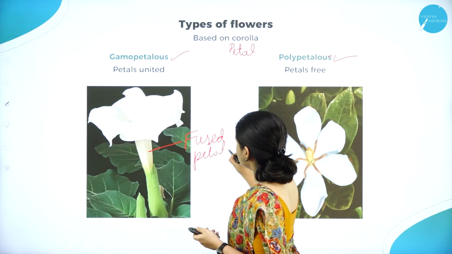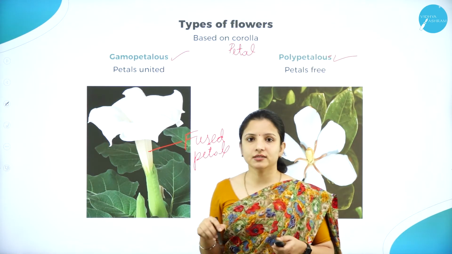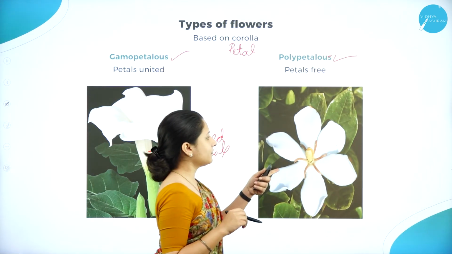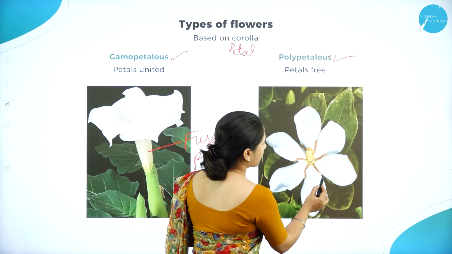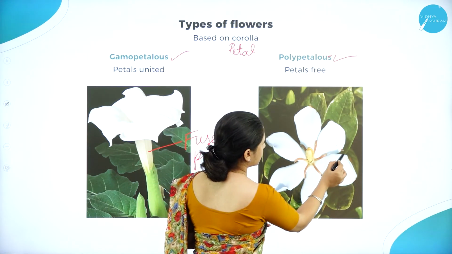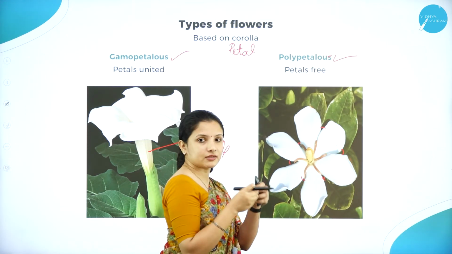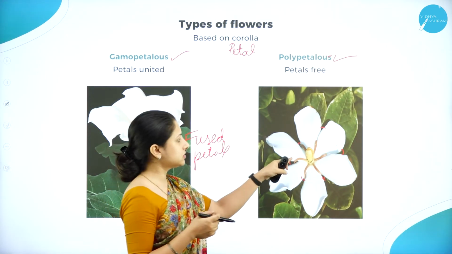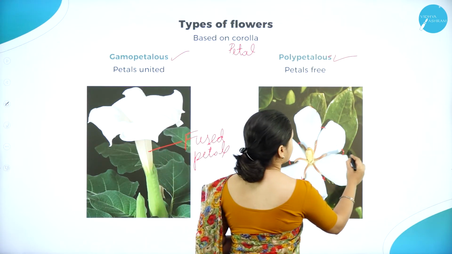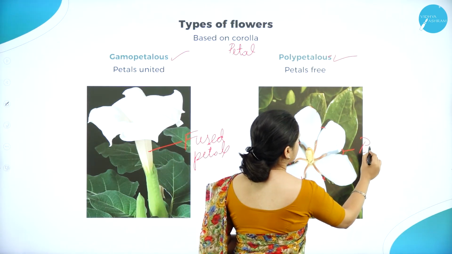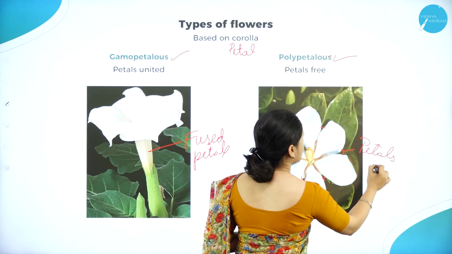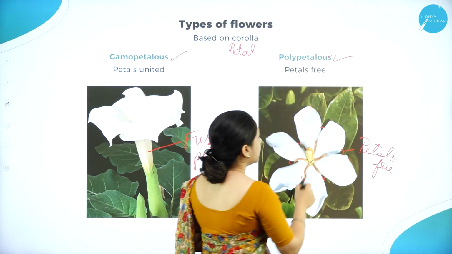So it is Gamopetalis. And here the petals are free. Can you see here? One petal, it is separate from the other. There is a gap between each of the petals. They are free. It is like as if it is torn. So it is free. So such petals are free. Therefore, it is polypetalous.